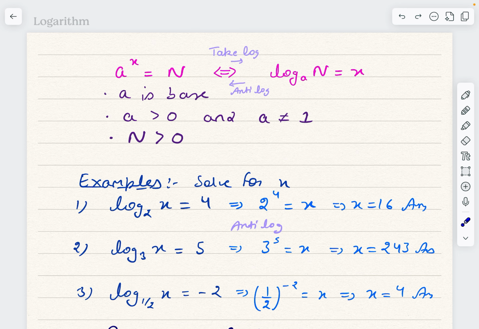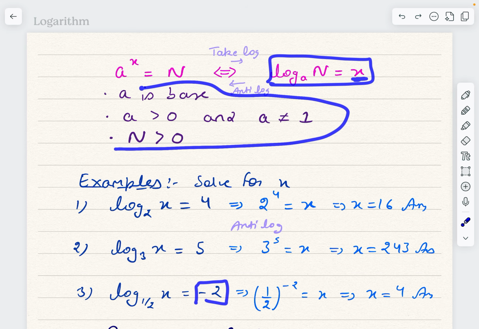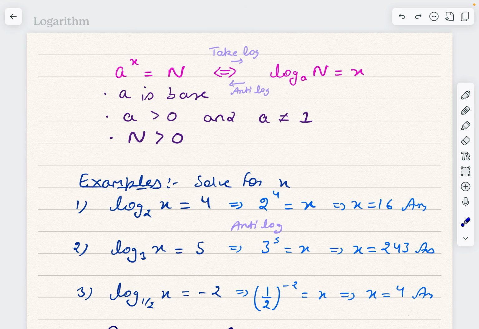I hope it is clear, guys. In the third problem, the base is half, which is allowed. You see, the base is greater than 0, not equal to 1, but between 0 and 1, it is possible. And the right side, in this log, I gave you the right side to be x. Now, there is no condition on x here. You see, x can be positive or negative. The condition is on N, which in this problem is this x. So the right side here can be negative and the base can be between 0 and 1. When you find the value of x, the x value will always be positive in this case.